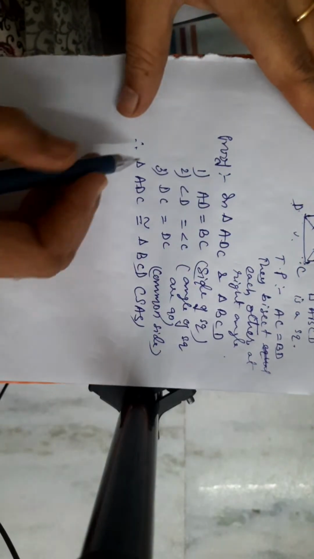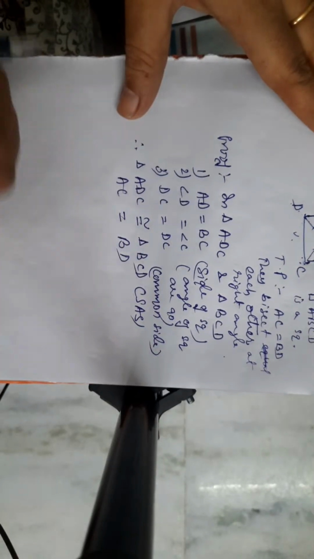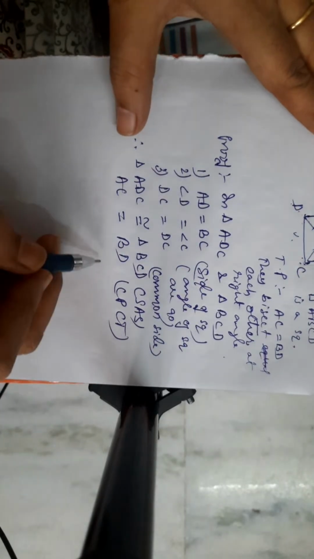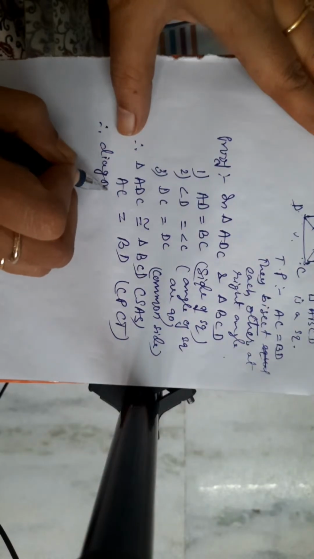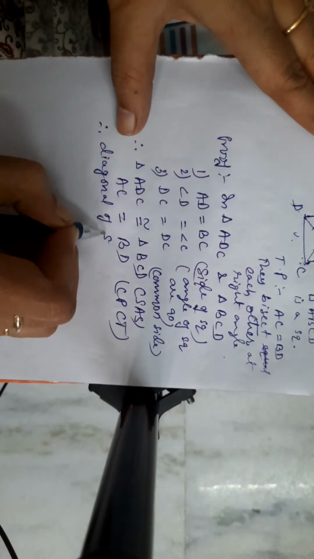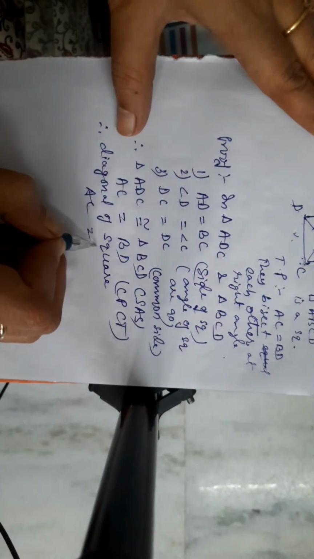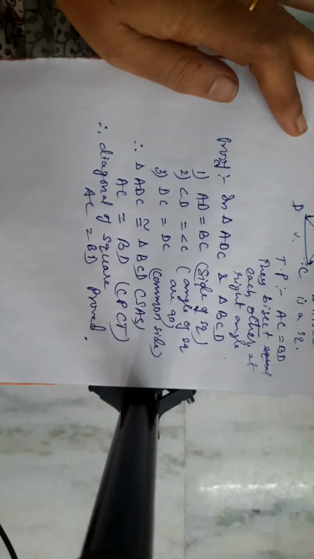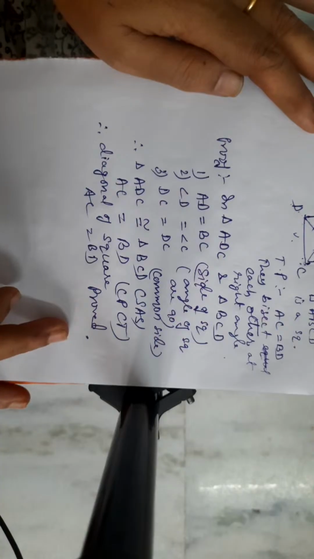So here AC will be equal to BD by simplicity. This is nothing but the diagonals of the square. Therefore, the diagonals of the square, that is AC, is equal to BD. This we proved. Now, next, we need to show that they bisect each other.